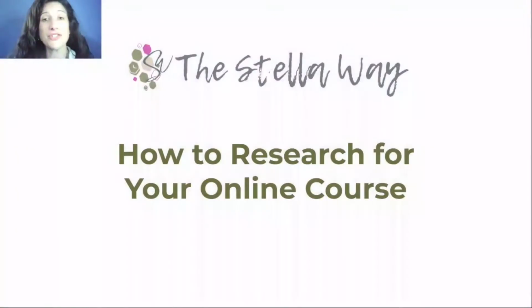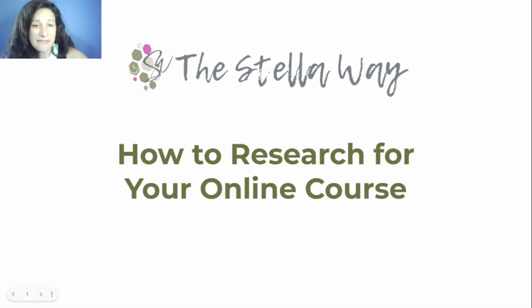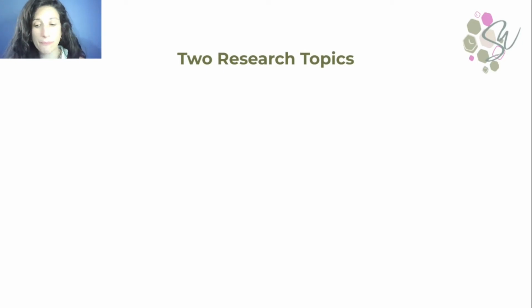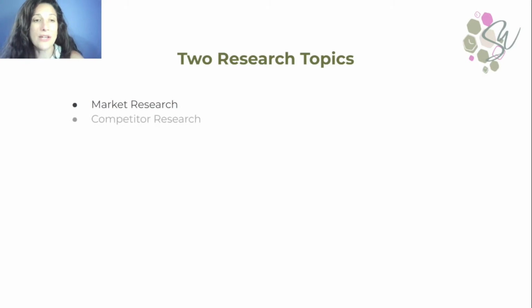But let's get started. Let me quickly share my screen here and let's look into how we research for our online course. Now, in this phase, there are two different types of research topics that we will look at. Firstly is market research, and then we have competitor research. So let's have a look at those two now.